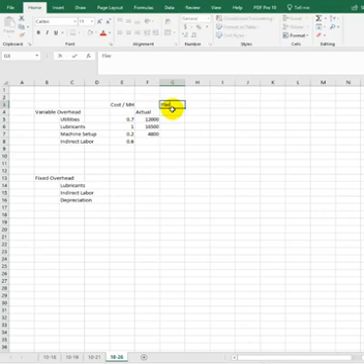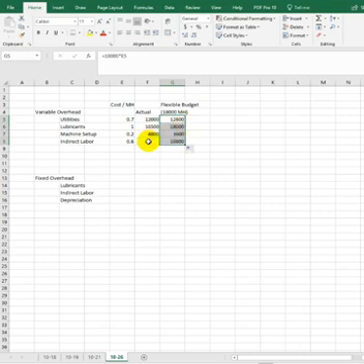Okay, well, flexible budget at 18,000 machine hours. So we take 18,000 and multiply it by this column over here, and we can just fill that all the way down.